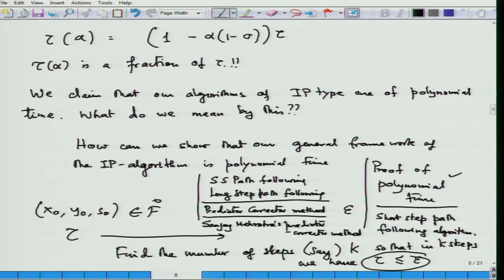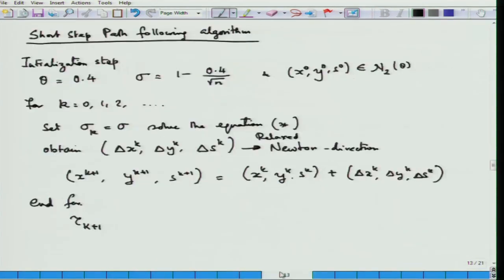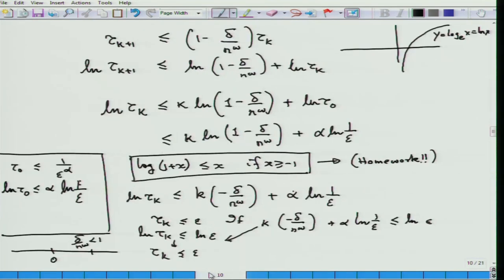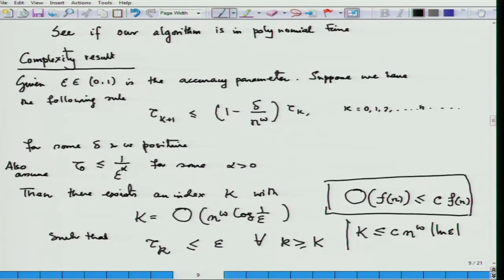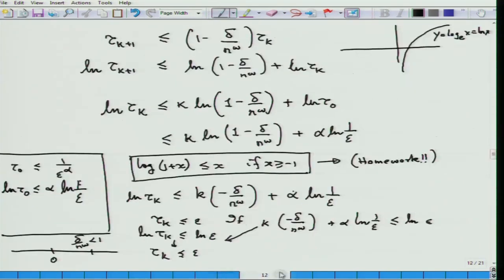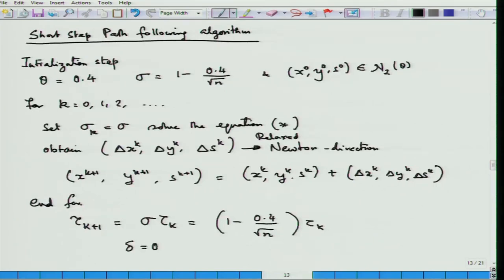So, in this particular case, just let me write down. When I take alpha equal to 1, this 1 and 1 will cancel, and you will have sigma into tau. In this particular case, tau k plus 1 is sigma into tau k, and what is sigma? 1 minus 0.4 by root n, times tau k. So, here my delta is 0.4, which is same as theta. So, I am having everything in this form, and my delta is 0.4 and my omega is half. Omega is half.